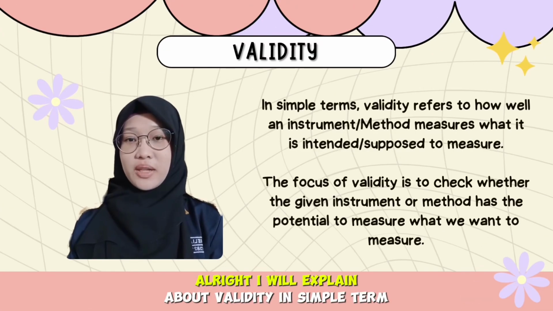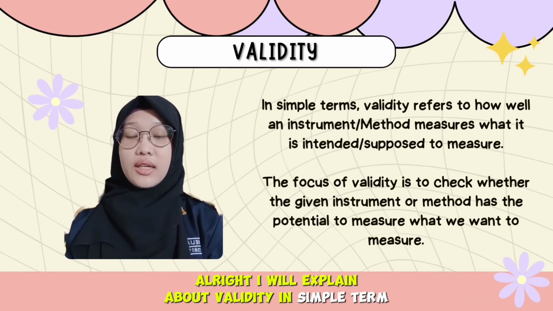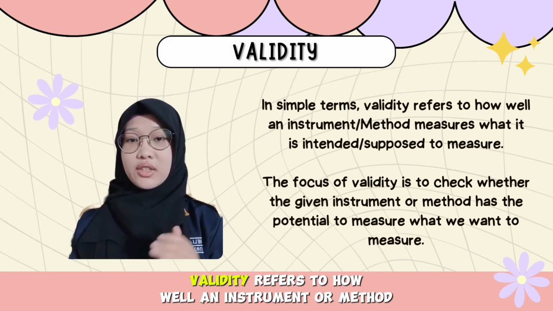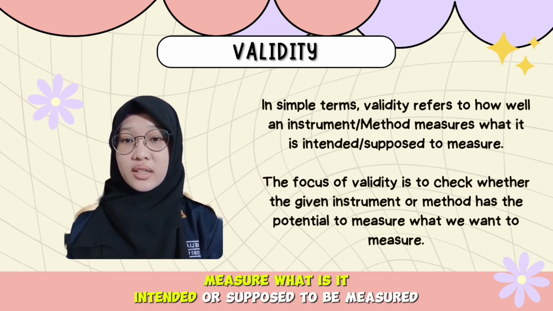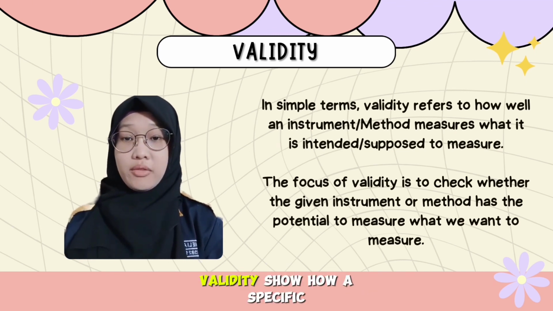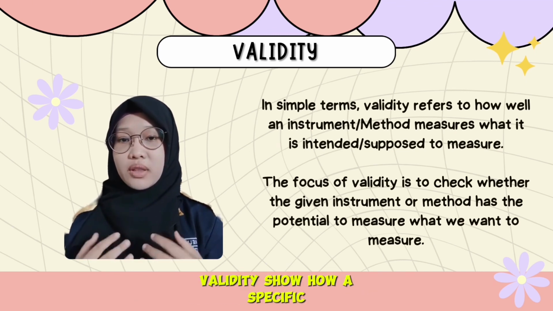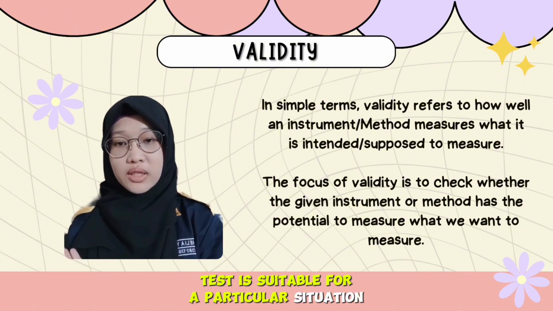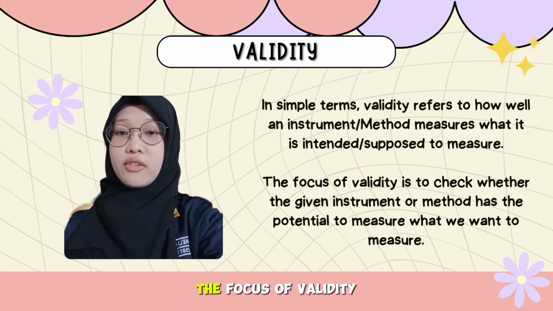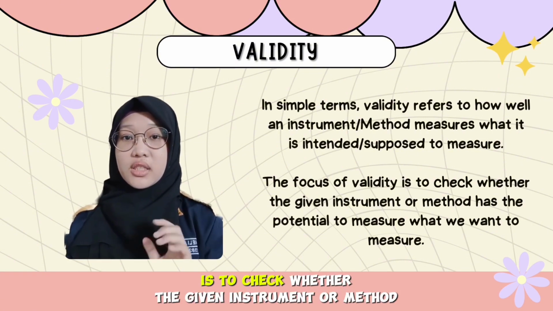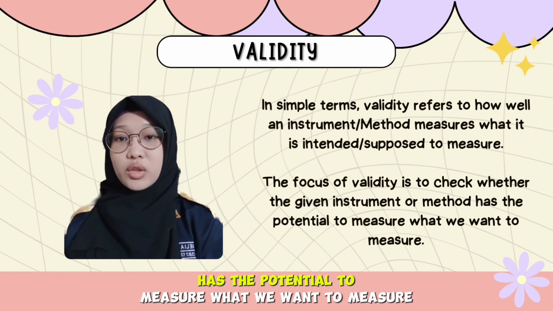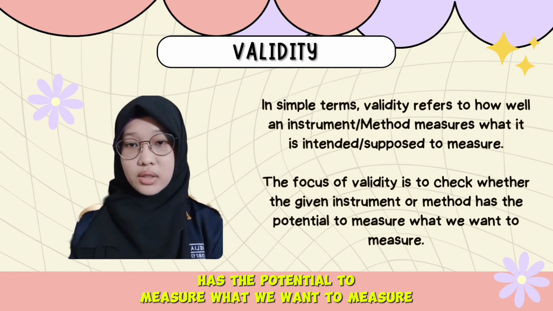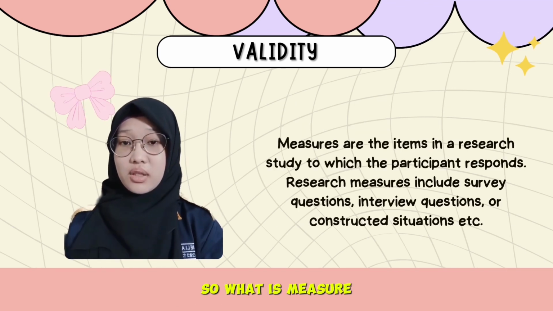Alright, I will explain about validity. In simple terms, validity refers to how well an instrument or method measures what it is intended or supposed to measure. Validity shows how a specific test is suitable for a particular situation. The focus of validity is to check whether the given instrument or method has the potential to measure what we want to measure. So what is measure?